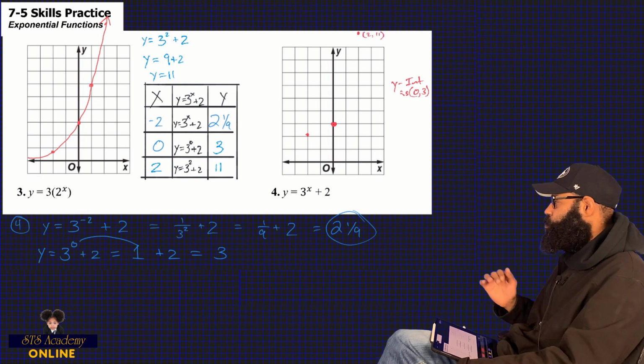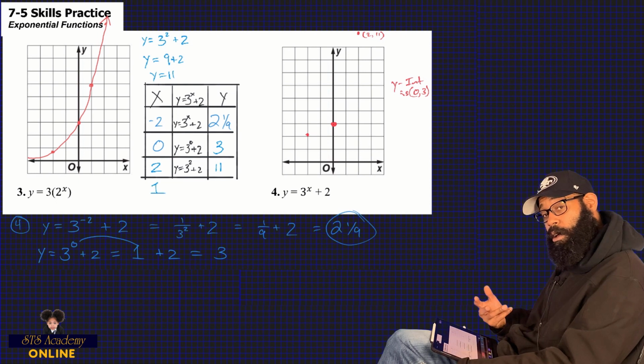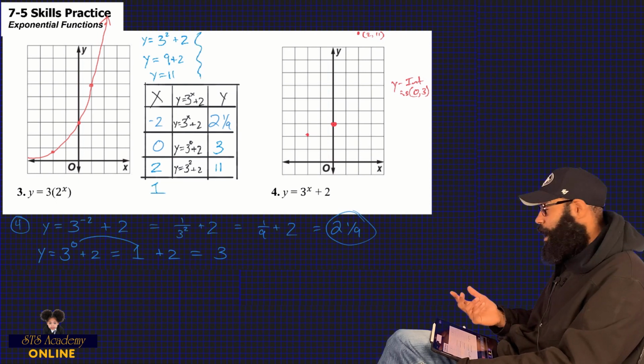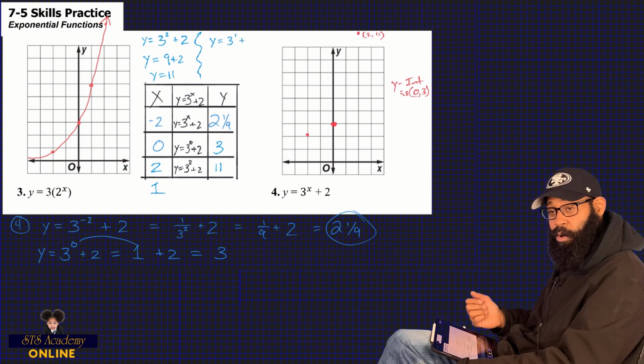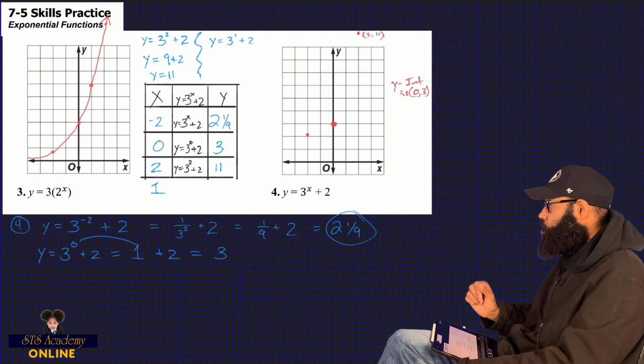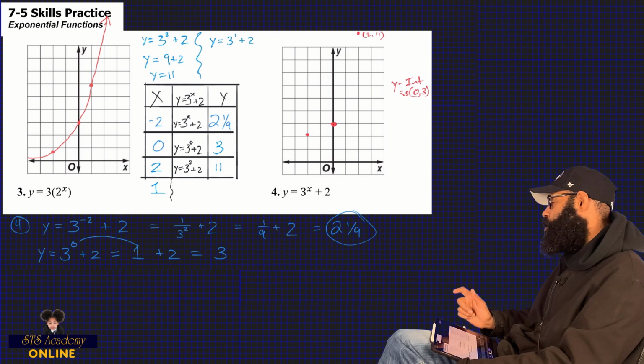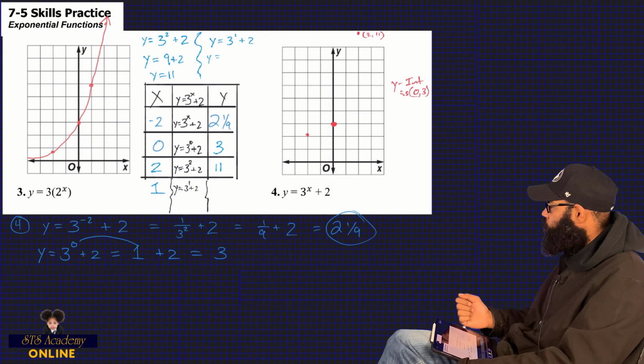So this is another situation where do I want some more coordinates to get a more accurate graph? Well, if I do pick one, and I did pick one, I picked 1, the actual value of 1. So this time y is equal to 3 to the first power plus 2. So y will equal 3 plus 2, because 3 to the first power is just 3. And therefore y is going to equal 5, you got it. Excellent, I can graph that.